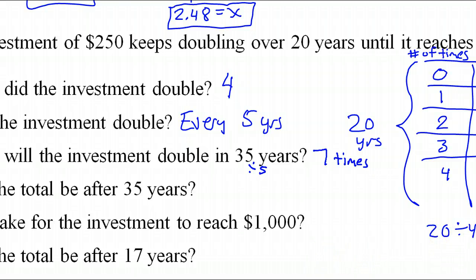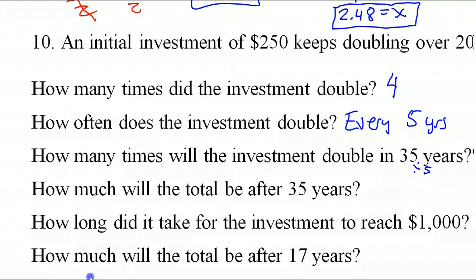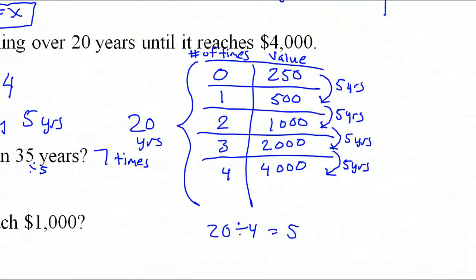Because I could keep going. This is 5, we had 5, 10, 15, 20. If I kept going, 25, 30, 35, it would be at 7 times. Anyway, how much will the total be after 35 years? Well, I guess we'll just add on to the chart.